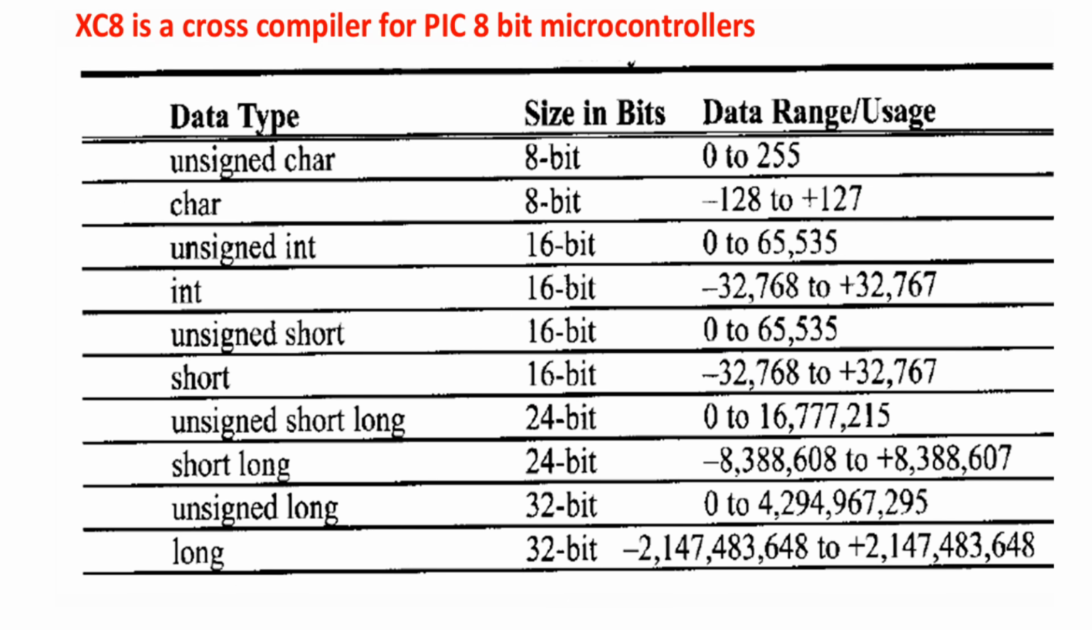Now, for example, here is one compiler called XC8. XC8 is a cross compiler which is used to generate code for the PIC 8-bit microcontroller. And I got this table from the reference manual of that compiler. In order to know the memory size of different data types, you should consult the reference manual of the compiler. For every compiler, the designer gives a reference manual.